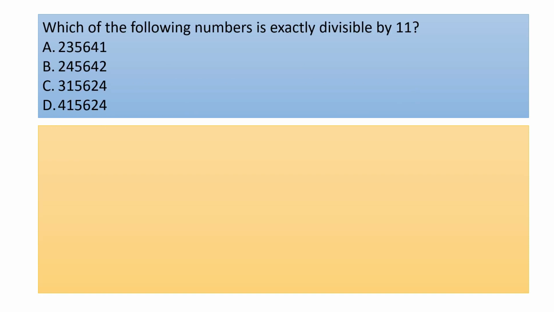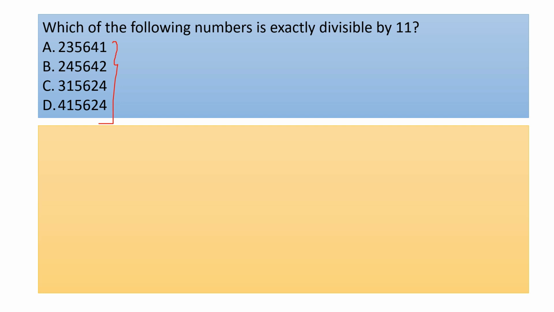In the previous video, I have given 5 exercise problems. Let's see the solution. The first problem is, which of the following numbers is exactly divisible by 11? And they have given four options. Out of these four, we have to find which number is exactly divisible by 11.